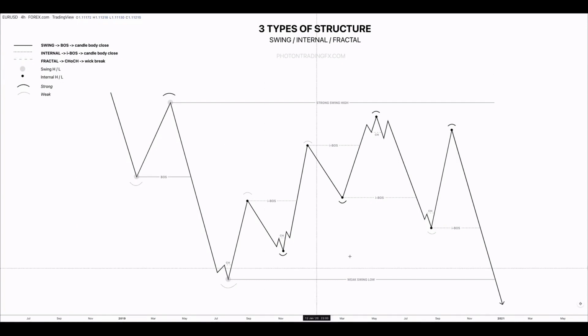So this diagram in front of us is a slightly more simplified version of the one that we went through in the intro to the three types of structure video, which we'll go on to in a minute. So again, let's go through this nice and slowly. In this case, we have bearish swing structure, okay? We have a big swing push down, then a sizable swing pullback, okay?